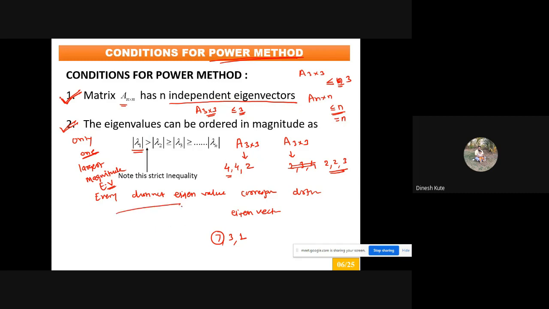I will ask only one question. If I consider a matrix of order 3 by 3, and it has eigenvalues like say 7, 2, 2, can we apply the power method here? Yes, because the largest eigenvalue is unique. 7 is the largest eigenvalue, which is unique, and there is no need to check the other eigenvalues. Just focus on your largest eigenvalue. So these are the conditions under which you can apply this power method.